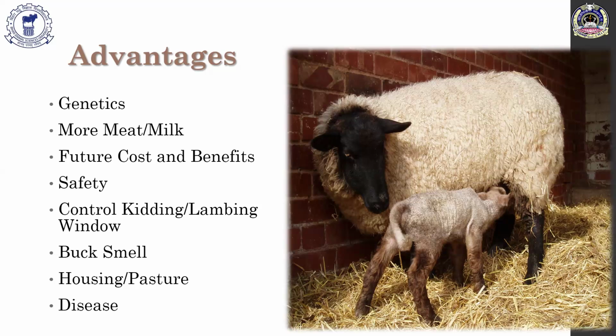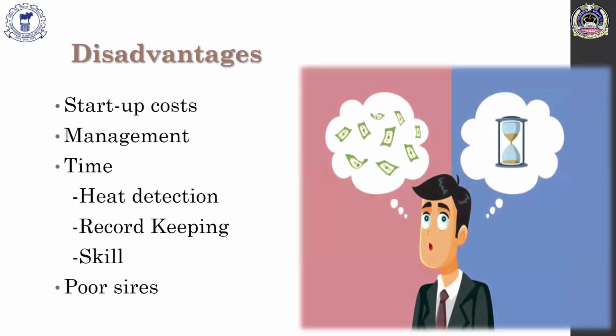If it is not required, it depends upon the circumstances. We can check the peculiar bad smell which comes from the meat. We also have housing as well as pasture advantages by artificial insemination. We don't need much space. The space for maintaining animals can also be reduced. And lastly, the disease status.